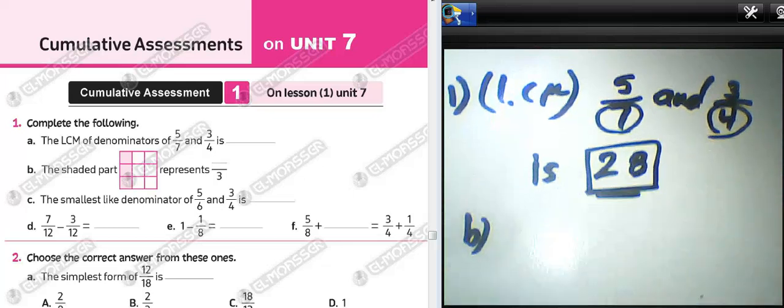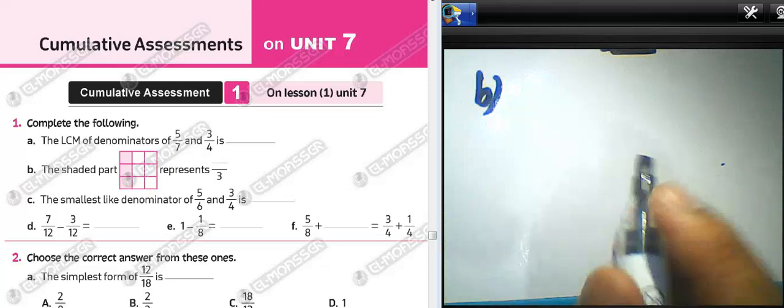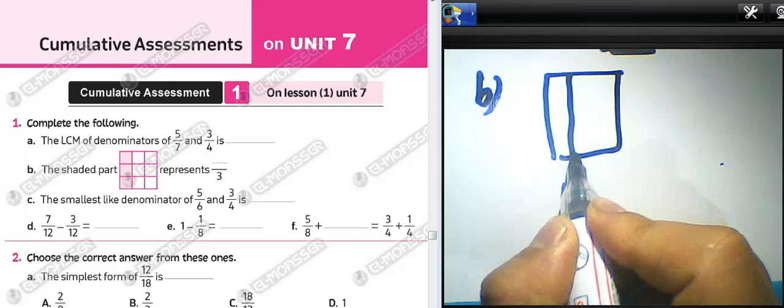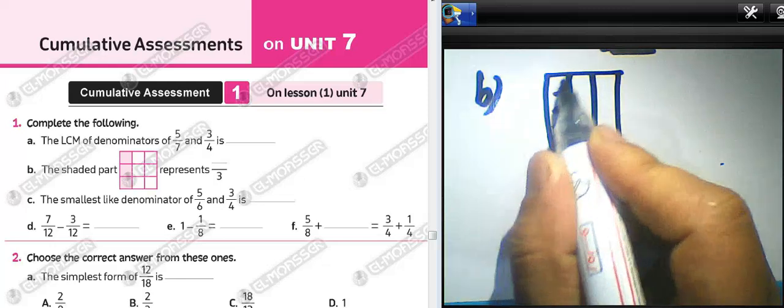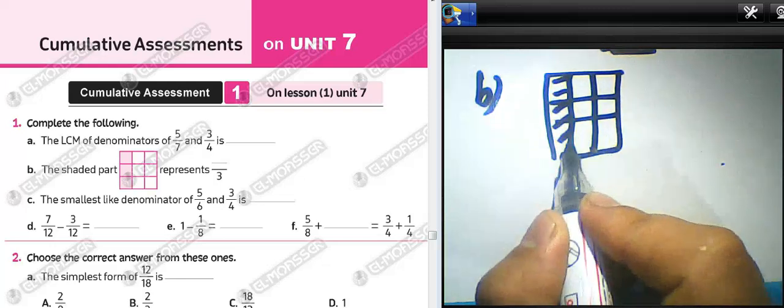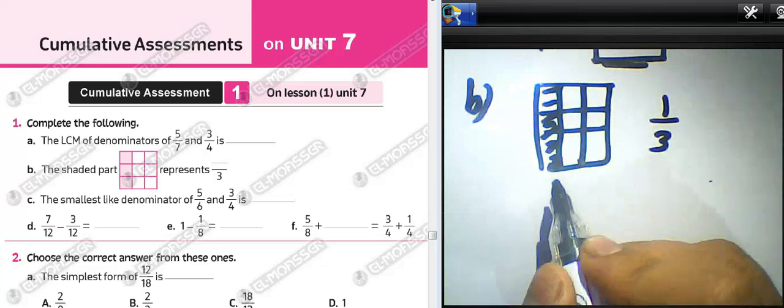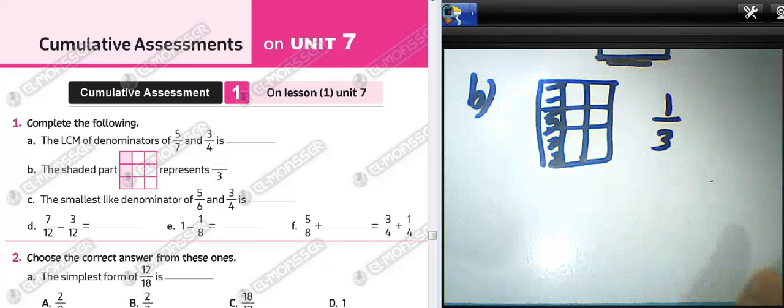Question letter B. The shaded part represents space over 3. We have here 3 parts and he colored one part of them. 1 over 3 represents 1 over 3. Okay, that's question letter B.